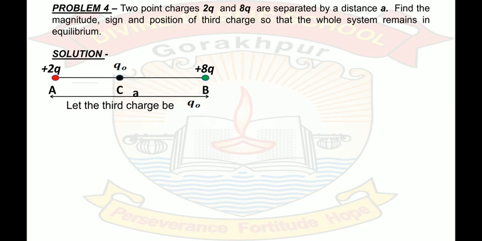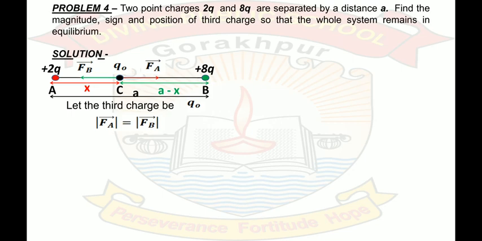First of all, let us define the distances. The distance between a and c, let this be x, and the distance between b and c will be a minus x. Now the direction of forces: the direction of force Fa will be in this direction, and plus 8q will also repel q naught, so its force will be in the opposite direction. Now Fa and Fb must be equal so that the net force acting on q naught is 0. Then Fa must be equal to Fb. A similar thing we have done in the last video lecture.